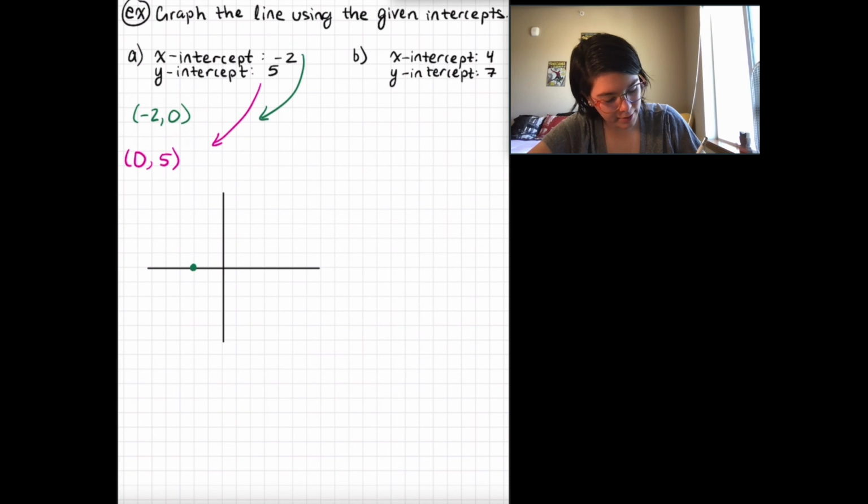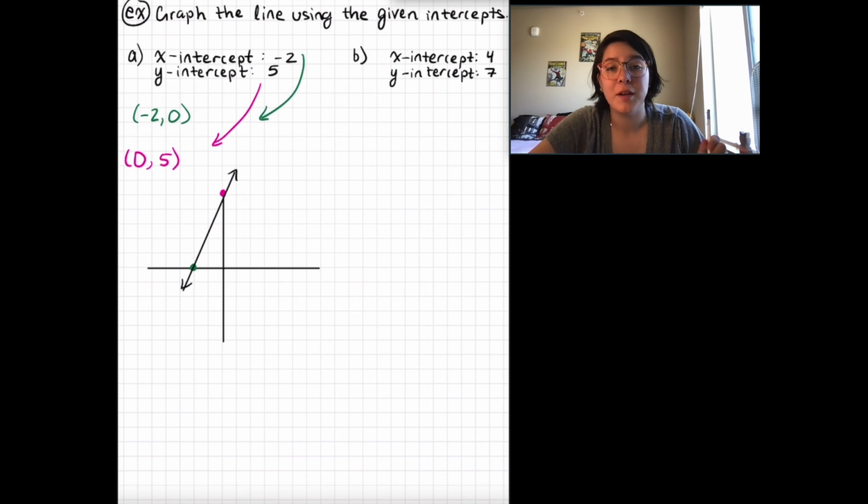And for our y-intercept, we start at 0, the origin. We don't go left or right any since our x-coordinate is 0, but we go up 1, 2, 3, 4, 5. And then we can connect these 2 dots, and we got ourselves a line. Go ahead and try part B on your own, and then we can come back and do it together.